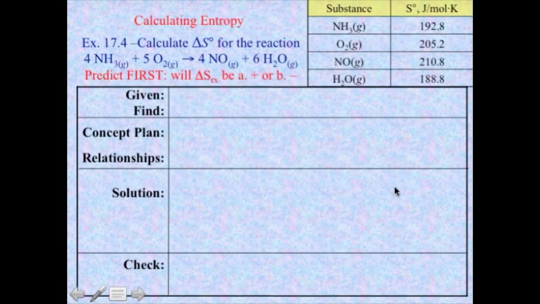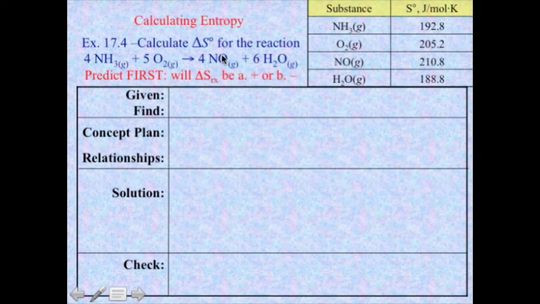So now let's calculate the entropy of a reaction. 4 moles of ammonia plus 5 moles of oxygen yield 4 moles of nitric oxide and 6 moles of water. But first, let's predict. Will the delta S, the change in entropy for this reaction, be positive or negative? And just take a look here. You've got 4 and 5, 9 gaseous moles on the reagent side, and 4 and 6, 10 gaseous moles on the product side. So you have more gaseous moles on the product side being formed as a result of the reaction. That is an increase in entropy.